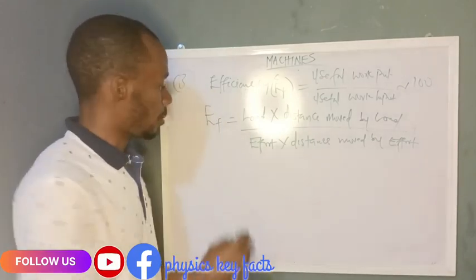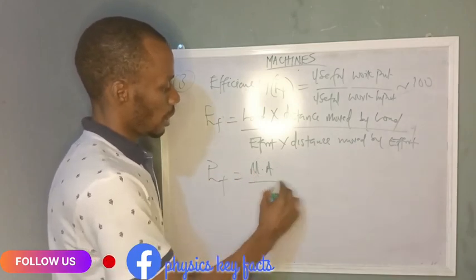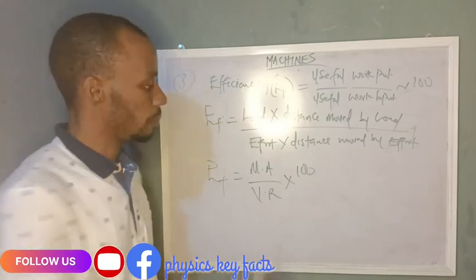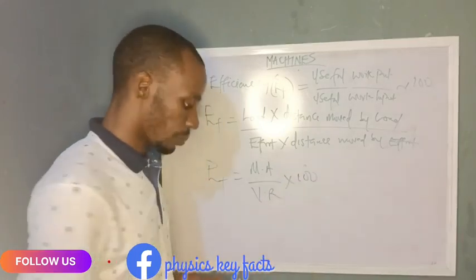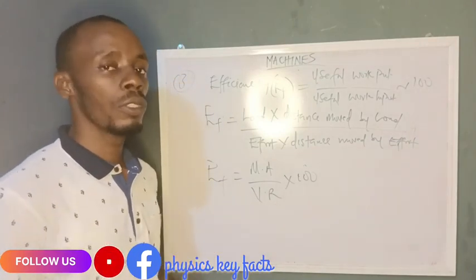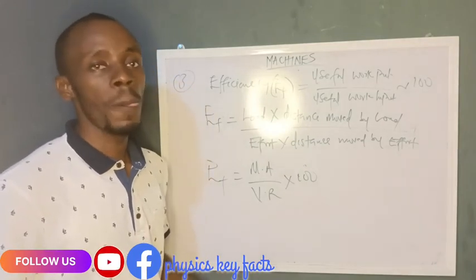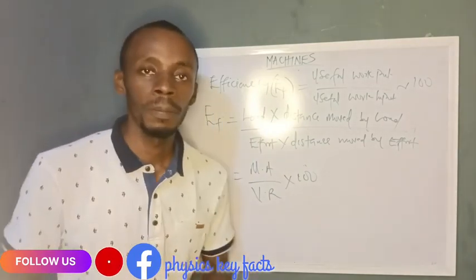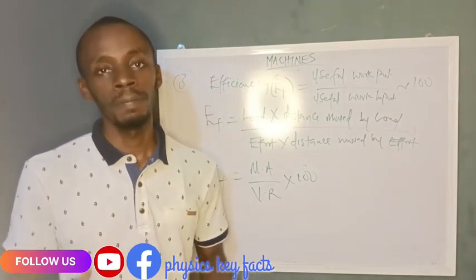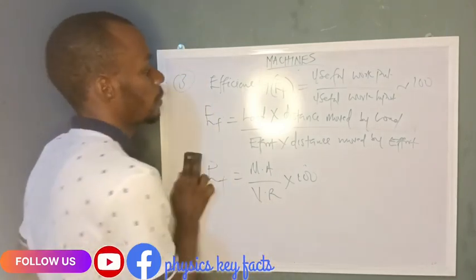So another formula for efficiency is mechanical advantage over velocity ratio multiplied by 100. So we can use any of these formulas to solve problems in machines. We are going to look at one very simple problem, and then we look into types of machines, and then how to solve the related problems.